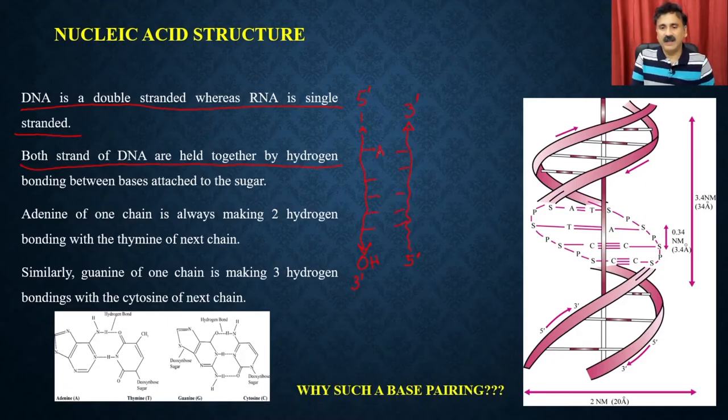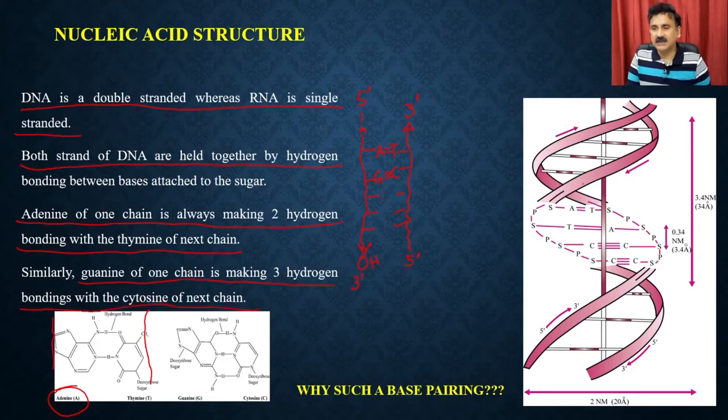So the adenine of one chain always makes two hydrogen bonds with the thymine of the next chain. This is what it is showing: the adenine attached to the first polynucleotide chain makes a base pairing with the thymine present on the second chain, with two hydrogen bonds. Similarly, if it is a guanine, then it is going to make three hydrogen bonds with the cytosine. So the guanine of one chain makes three hydrogen bonds with the cytosine of the next chain.